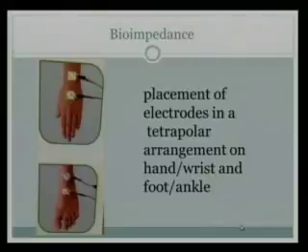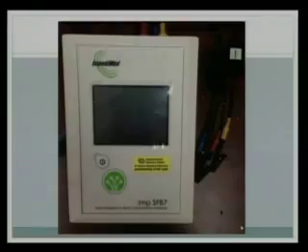So to perform this, you actually put what looks like an EKG lead, and you place it in a tetrapolar arrangement on the hands and the wrists, and then the foot and the ankle. When I did my studies, this is the machine that we used. This is a bioimpedance machine. So basically the patient is hooked up.